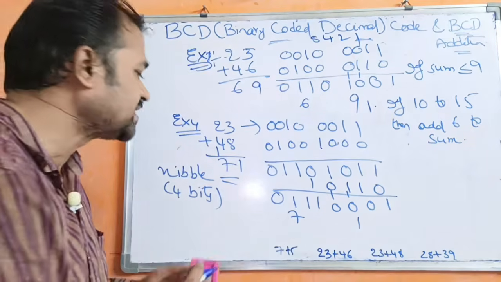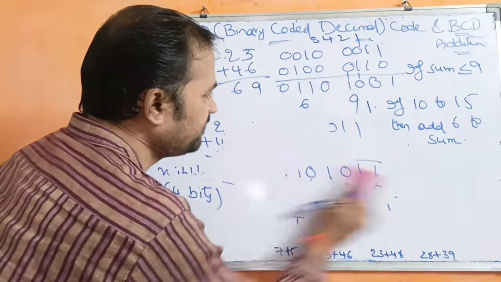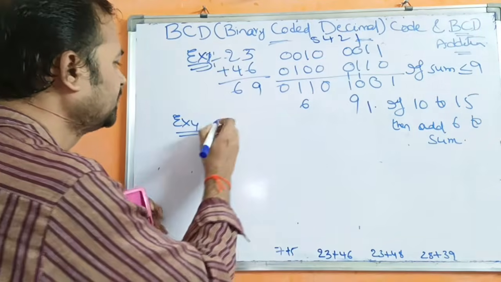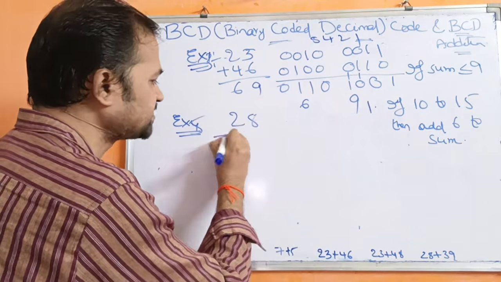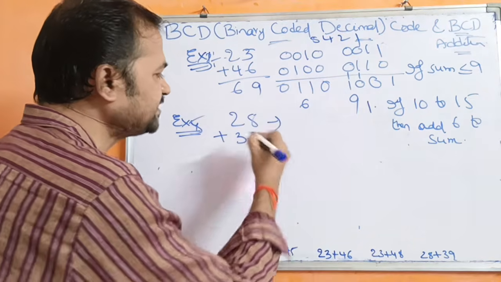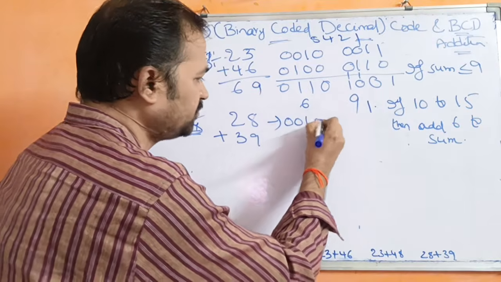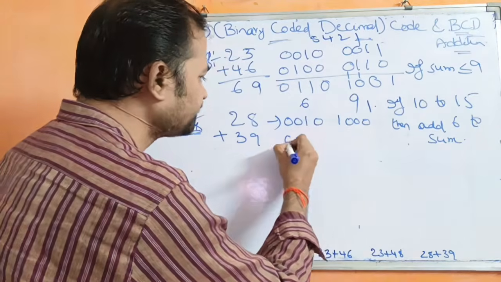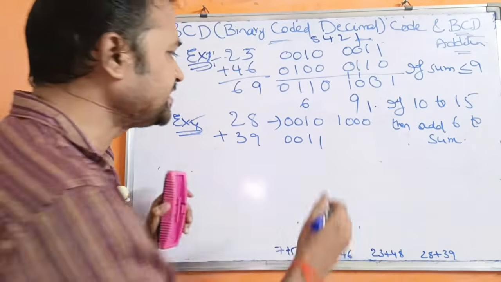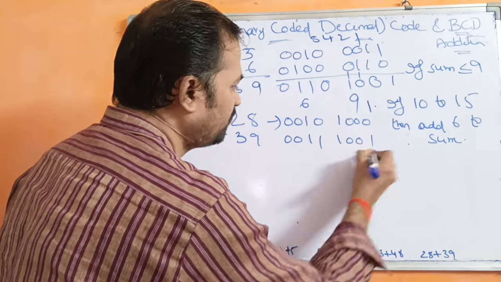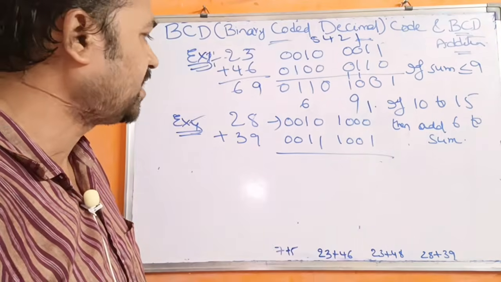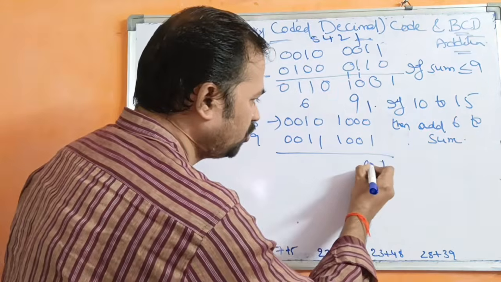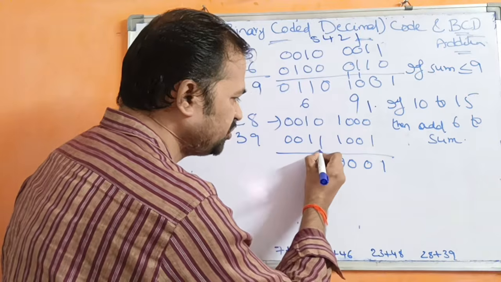Okay. Now let us see the last example so that we will get one more point if we solve this example. So 28 plus 39. How to represent 2? 0, 0, 1, 0. How to represent 8? 1, 0, 0, 0. Next, how to represent 3? 0, 0, 1, 1. Next, how to represent 9? 9 means 1, 0, 0, 1. So 1, 0, 0, 0 plus 1, 0, 0, 1: 0 plus 1 means 1, 1 plus 1 means 0 with a carry 1.